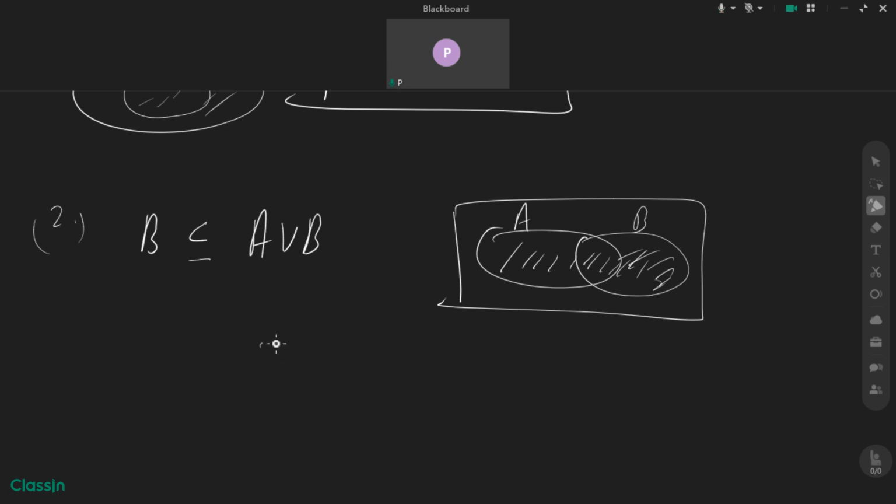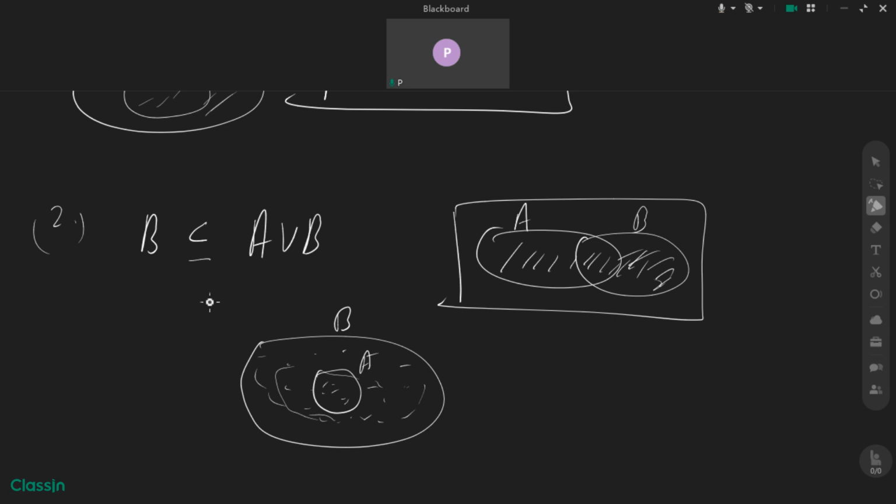Now, if it is set B and A is inside B, then I can see that B is equal to A union B, because A union B will be complete B. In this case, B will be equal to A union B. So I can say B either will be subset or equal to A union B.